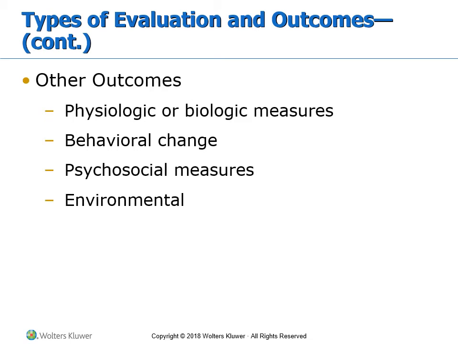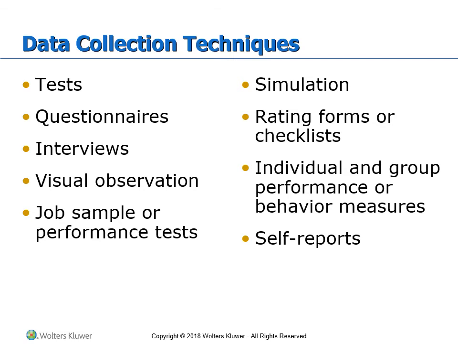Other things, though, can be measured, so we have things like physiological or biological measures, like lab values. Again, behavioral changes, things that are observable. We have psychosocial measures or environmental measures. Now there are several different data collection techniques, including tests, questionnaires, interviews, visual observation, job sample or performance tests, simulation, rating forms or checklists, individual and group performance or behavior measures, and self-reports.